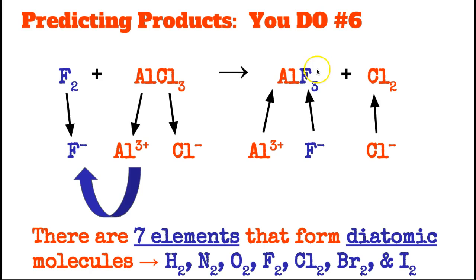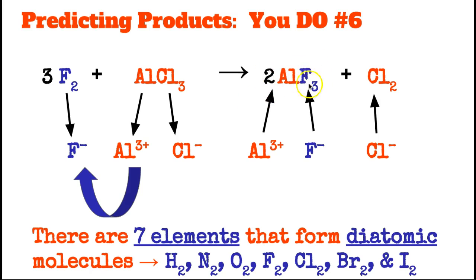Last thing we need to do is make sure this guy is balanced, and we see aluminums are good to go, but fluorine not so much. We have 2 over here, where we have 3 over here. We have 3 chlorines over here and 2 chlorines over here, so let's fix it. So the first thing I'm going to do is I'm going to put a 3 in front of fluorine. So 3 times 2 gives us 6, which means then I can fix my fluorine on the other side by putting a 2 in front.